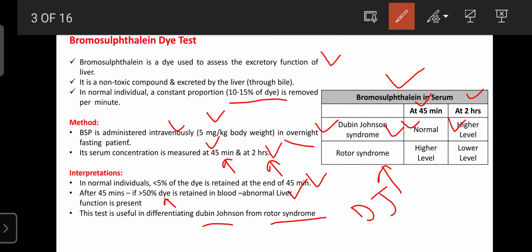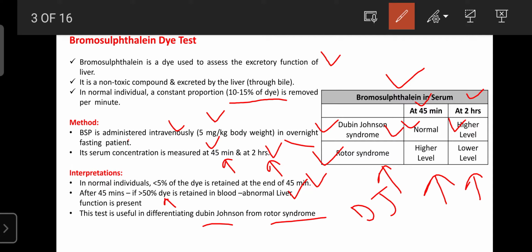But if at 45 minutes the bromosulfophthalein is at a higher level, but at 2 hours it is at a lower level, that indicates the candidate was suffering from Rotor syndrome. So with the help of monitoring the concentrations of bromosulfophthalein in the blood after 45 minutes and 2 hours, it is helpful to differentiate Dubin-Johnson syndrome as well as Rotor syndrome.